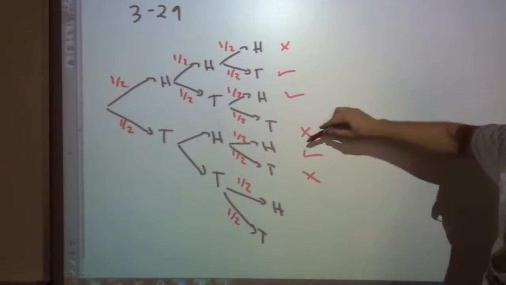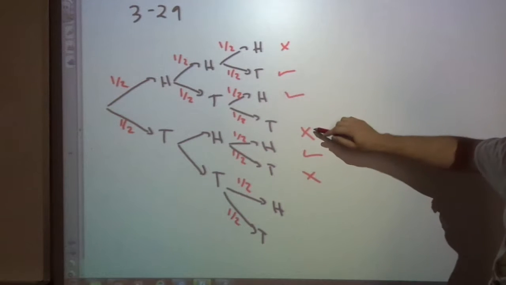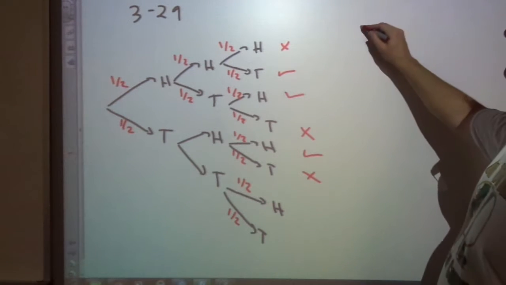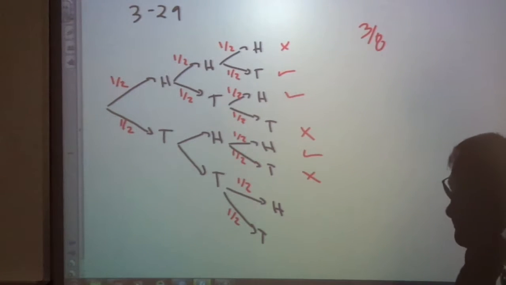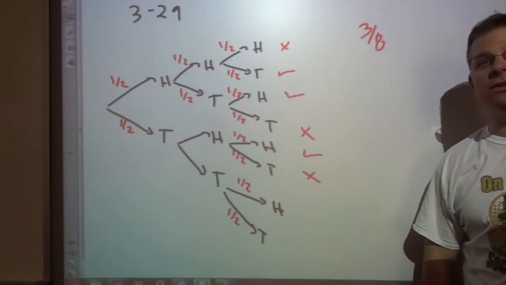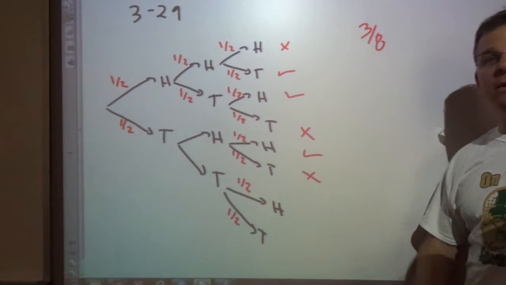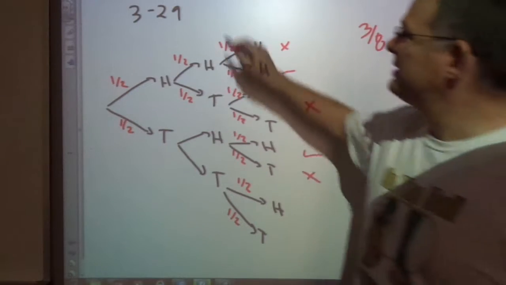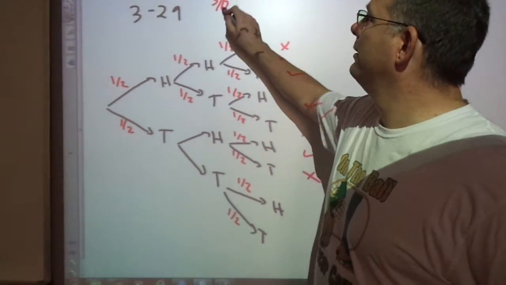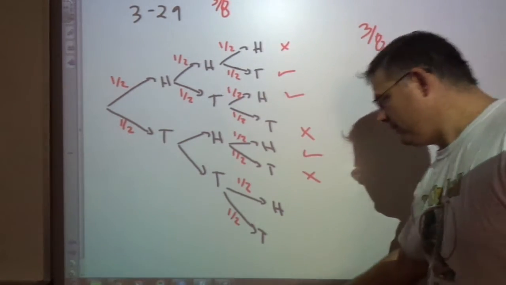So out of the 8 possible ways, how many of these ways would have exactly 2 heads? This, and this. 1/8 plus 1/8 plus 1/8, which makes 3/8. So if I flip 3 times, there's a 3/8 probability that we get exactly 2 heads. I'm going to set that answer up on the top here. That's what we got for 3 flips.